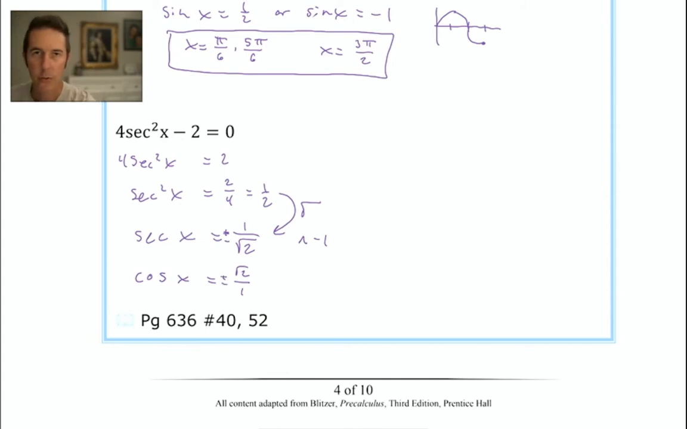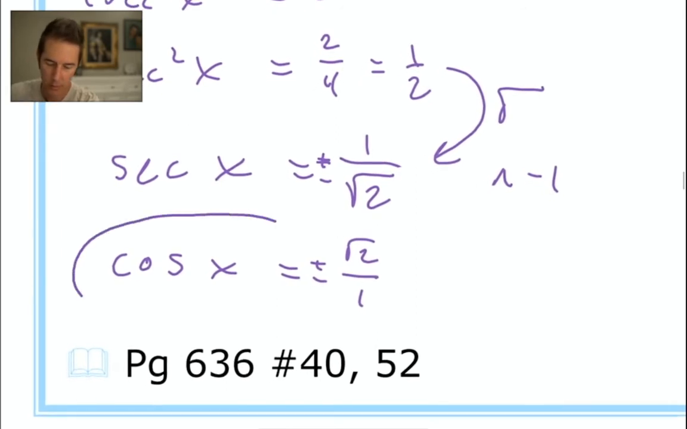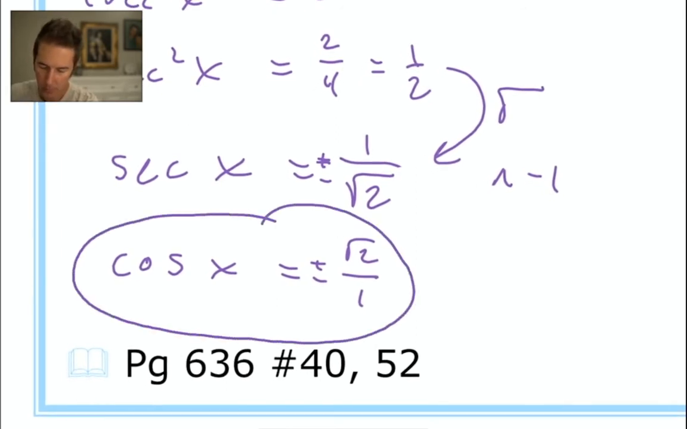Now, what's the square root of 2? It's approximately 1.4. What's the range of the cosine function? The range of the cosine function goes from -1 to +1. So, is it possible that the cosine function could output a value of +1.4 or -1.4? I don't think so.